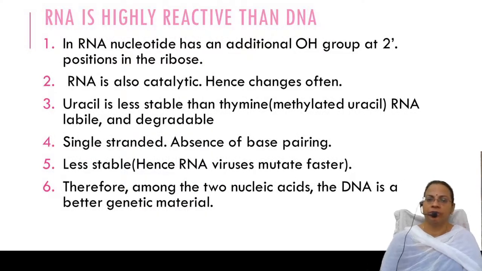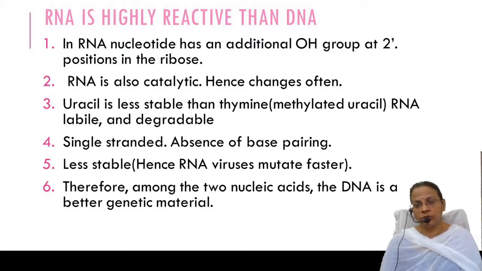So all these are the important characteristics. Then all these points we have discussed on why RNA is more reactive than DNA. The RNA nucleotide has an additional OH group, and RNA shows catalytic activity, hence it changes often. Uracil is less stable as compared to thymine, because thymine is methylated uracil. And the RNA itself is labile and degradable, very easily it can be degraded. RNA is single-stranded, with an absence of base pairing. So the RNA molecule itself is less stable and will mutate very fast. Therefore, among the two nucleic acids, DNA is the better genetic material.